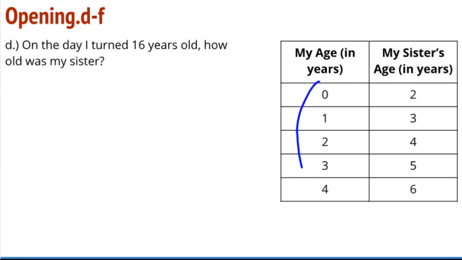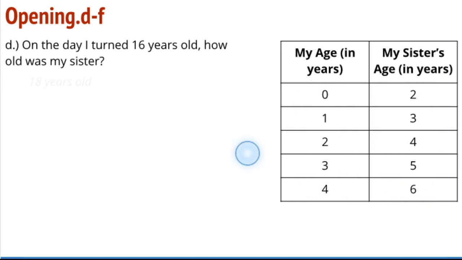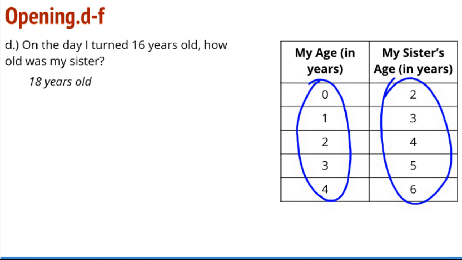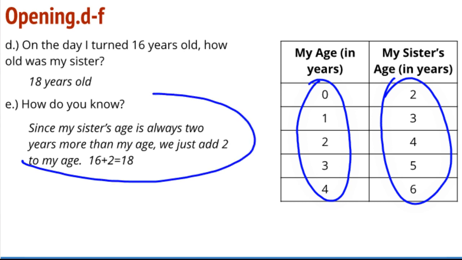So it's important as we recognize relationships within the table to recognize, do we have an additive relationship? Do we have a multiplicative relationship? In this case, we've established it's an additive relationship. So the older sister would be 18 years old. And how do we know? Well, the sister's age is always 2 years more than the narrator's age. We're going to add 2.